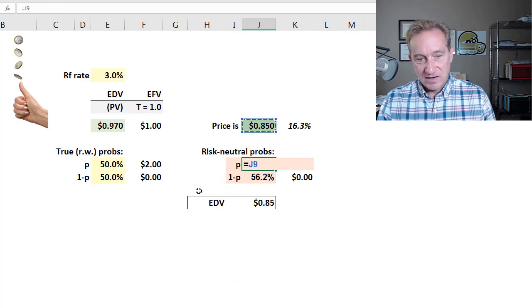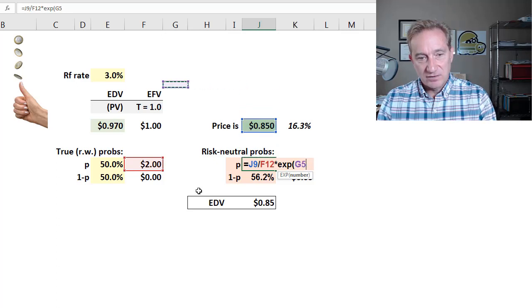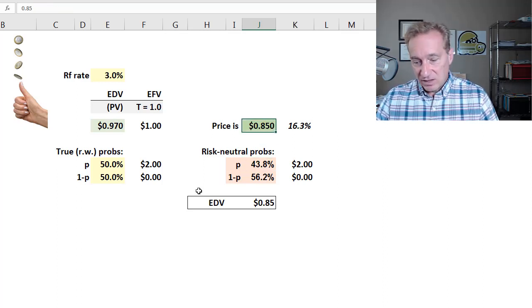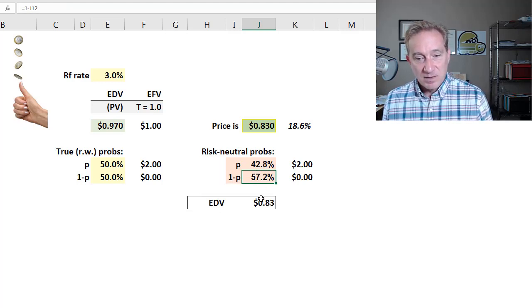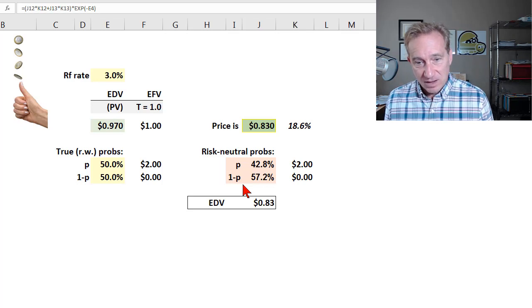Right, I take my 85 cents divided by 2 multiplied by e raised to my risk-free rate, and that gets me my risk-neutral probability. So if the market price changes, if I go to 83 cents, then my risk-neutral probabilities change, because really that's what we're solving for: the probabilities that equate the expected discounted value with the observed market price. And that's where we get to the part where I think the language is maybe the most challenging, and for some people, myself included, it was the stumbling block.